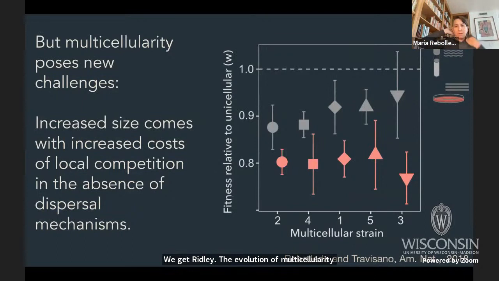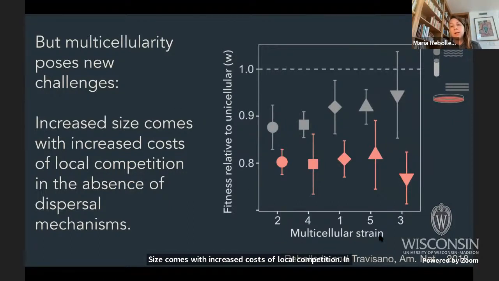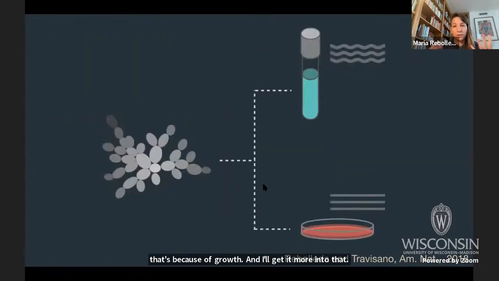But then once we get the evolution of multicellularity, multicellularity will pose new challenges. And so increased size comes with increased costs of local competition in the absence of dispersal mechanisms. And what I mean by this is when we compete the multicellular strains with their unicellular ancestor, both in liquid or on plates, without the selective pressure for size, so we are not selecting for settling anymore, what we get is that in well-mixed environments, multicellularity is costly, and that's because of growth, and I'll get more into that. But it's especially costly in spatially structured environments. So let me get a little into that.